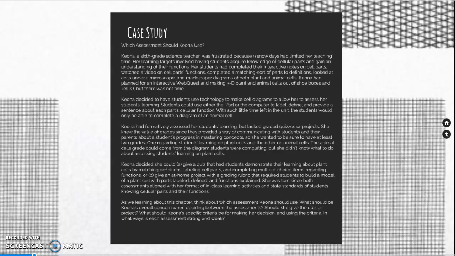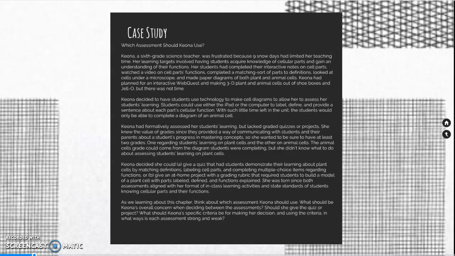She knew the value of grades since they provided a way of communicating with students and their parents about a student's progress in mastering concepts, so she wanted to be sure to have at least 2 grades, one regarding students' learning on plant cells and the other animal cells. The animal cells grade would come from the diagram students were completing, but she didn't know what to do about assessing students' learning on plant cells.